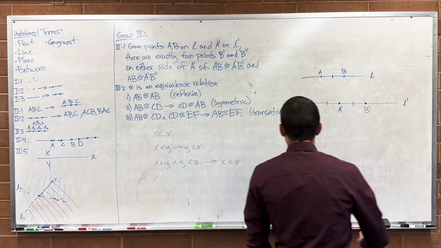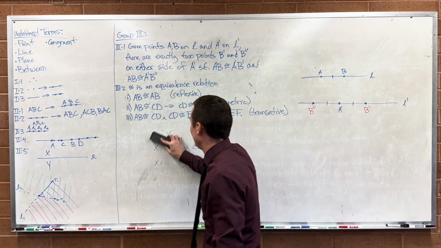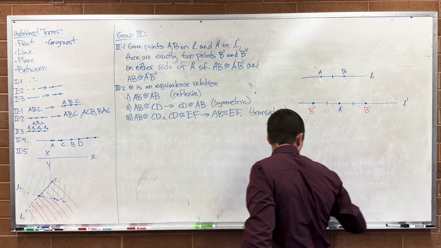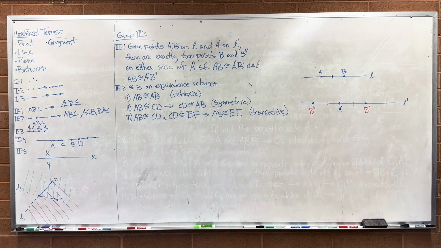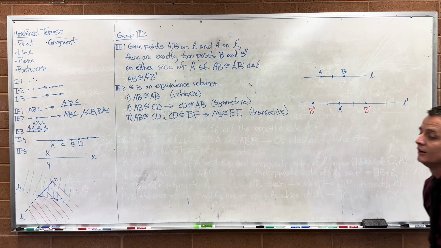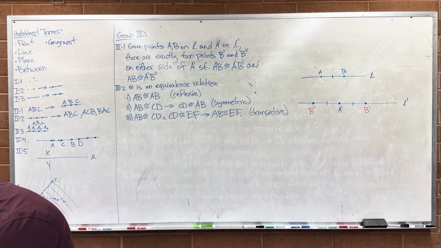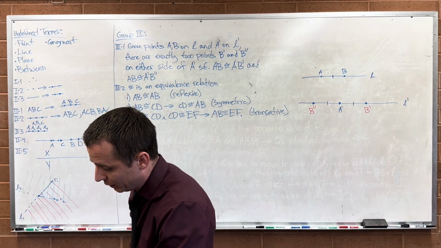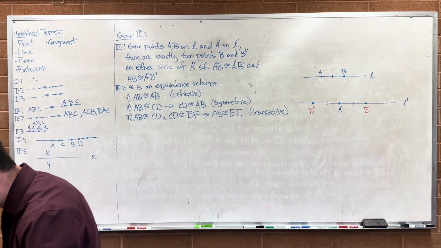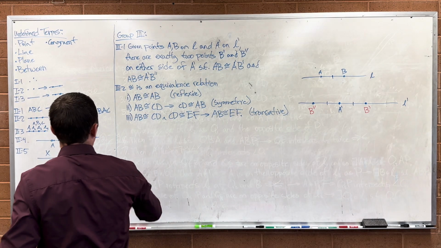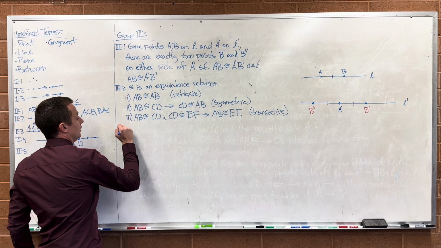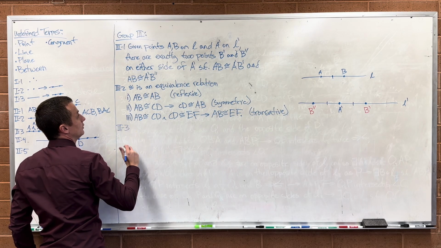So that's the relation that we really care about for the majority of this class from here on out. This congruence relation says that two geometric figures are somehow the same. That's what congruence captures. Okay, so now let's get our last postulate, postulate 3.3.